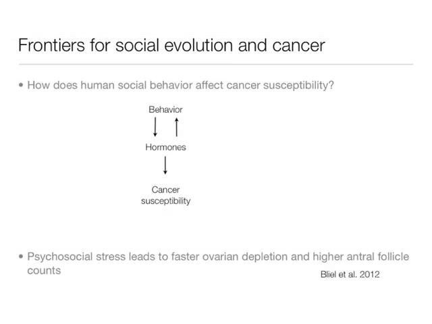So in my last couple of minutes, I want to talk about what I see as one of the frontiers in applying social evolution to cancer, which is how does human social behavior affect cancer susceptibility? So now we're going to a totally different level, which is how does our capacity for social interaction, and the kinds of things that we're affected by, influence whether or not we're likely to get cancer?